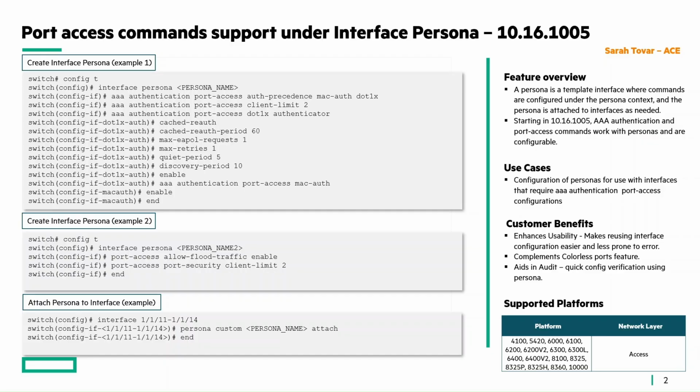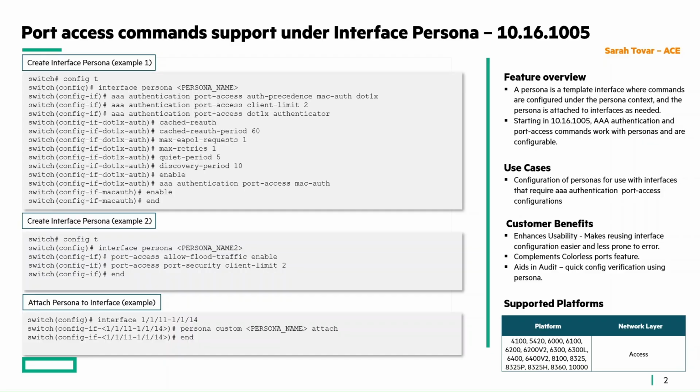Starting in 10.16.1005, AAA authentication and port access commands are now configurable and will work with personas. This is great for anybody who would like to use personas to configure interfaces that require AAA authentication or port access configurations. This is a complement to the colorless ports feature. It enhances usability because it makes reusing interface configurations easier and less prone to error.